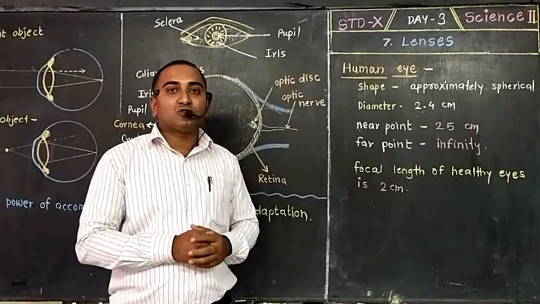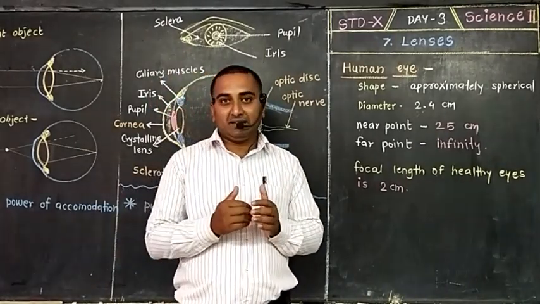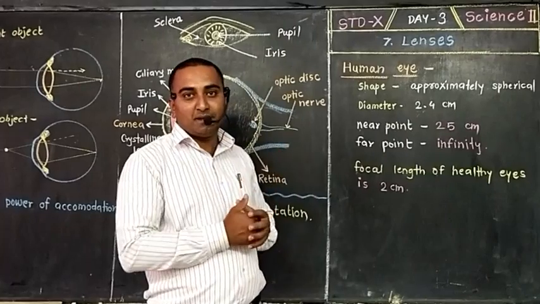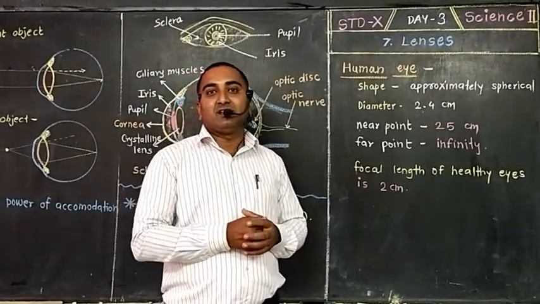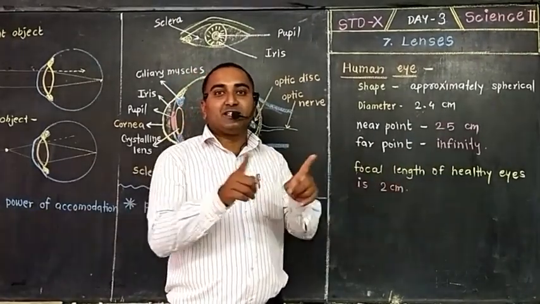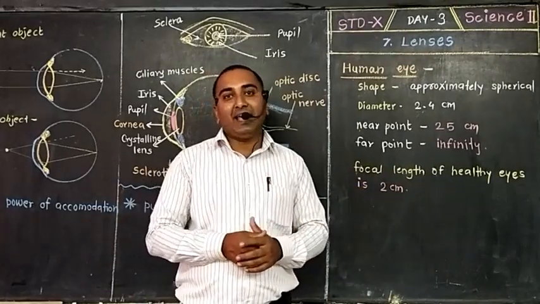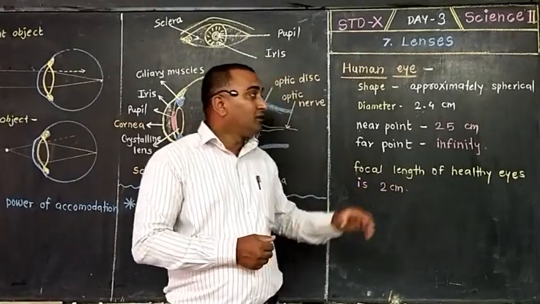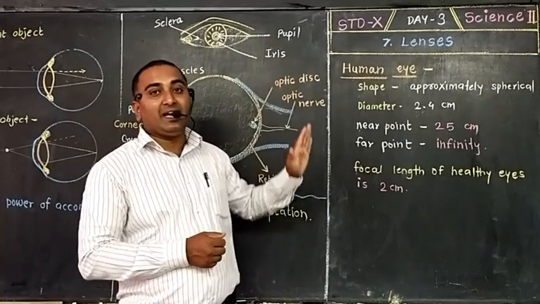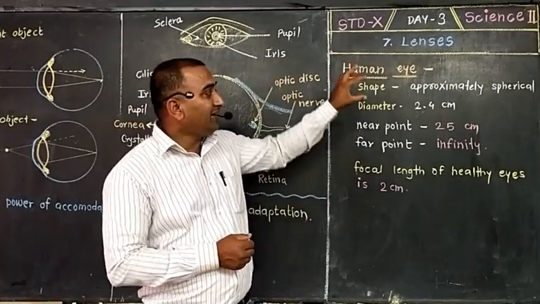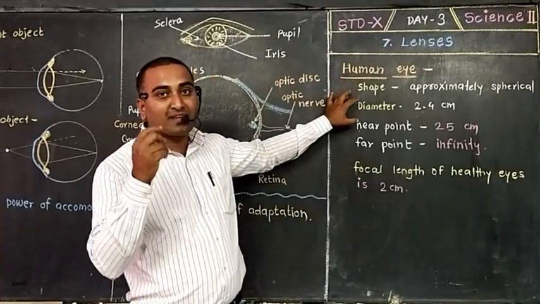But the animals that are prey run only to safeguard their lives, so they need a wider view, and they have side eyes. Human eyes are located in a cavity.